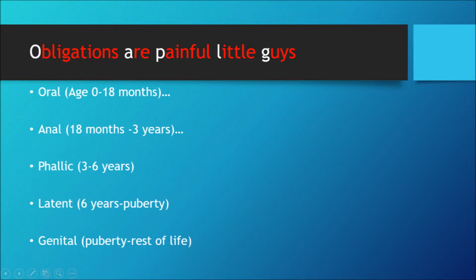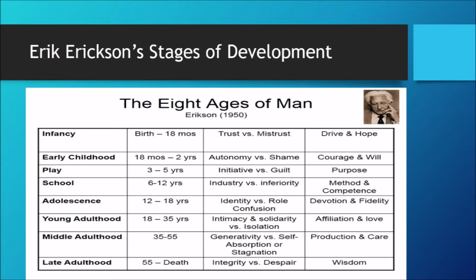During the phallic stage, there's also something very interesting that happens. Boys fall in love with their moms, and girls fall in love with their dads until they experience castration anxiety. Now, for boys, it's called Oedipus complex, and for girls, it's called the Electra complex.